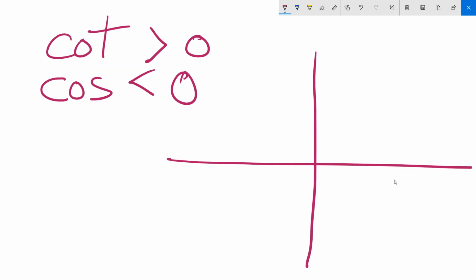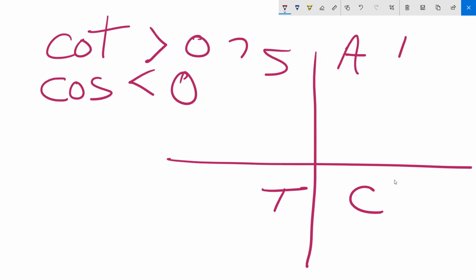Okay. So, what two quadrants is cotangent greater than 0? Well, in which one for sure are all 6 trig functions positive? No, the first one. That's what the A stands for. All students take calculus. Okay, the A stands for all. So cotangent is positive in which 2? Every trig function is positive in 2 out of the 4 quadrants.